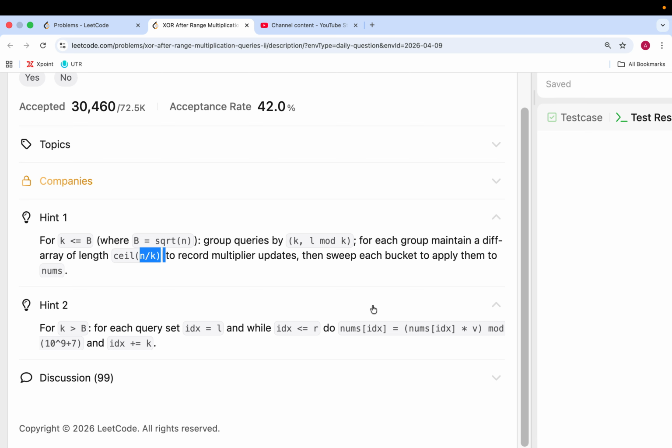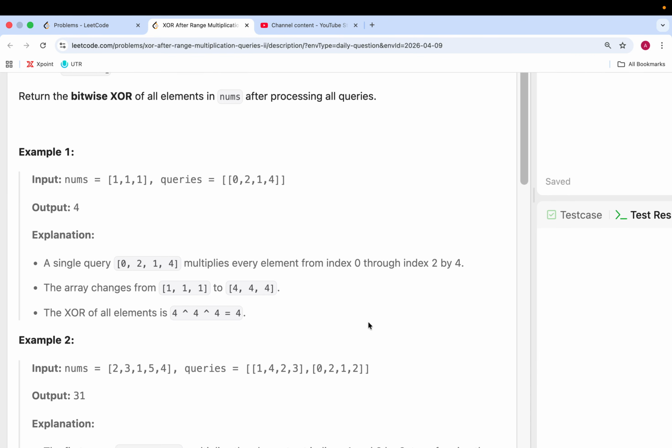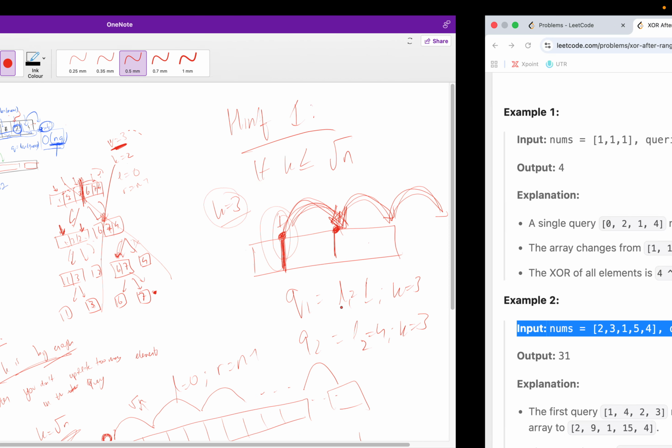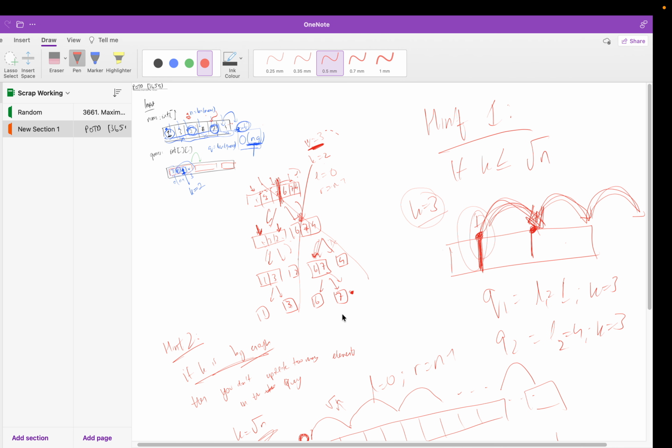I kind of get it, ish, but I don't know if it makes sense. I still don't really understand how this fixes the time complexity. I feel like I'm brute forcing still. But let me use an example. I think it'll be easier. Let's take this nums, but then only take the first query, or maybe I'll make up a query as well.